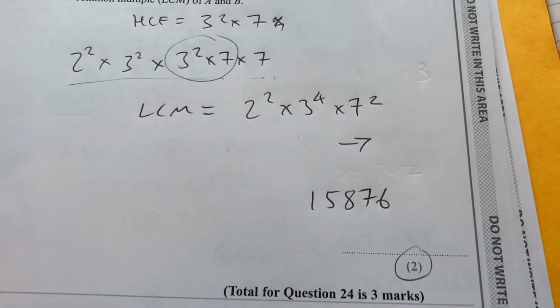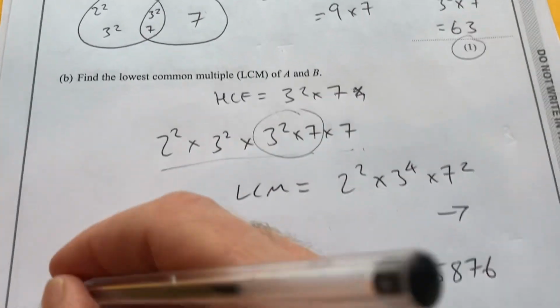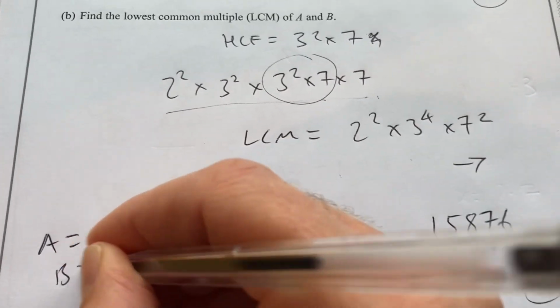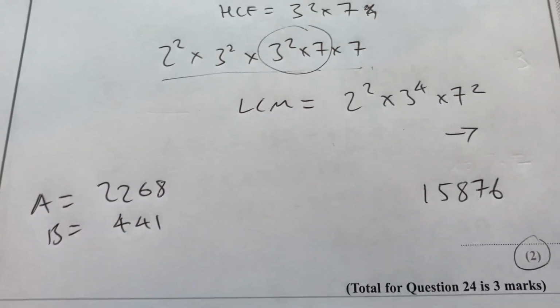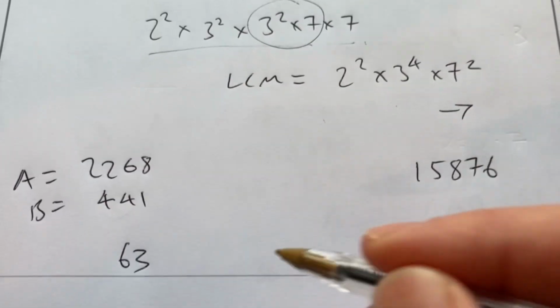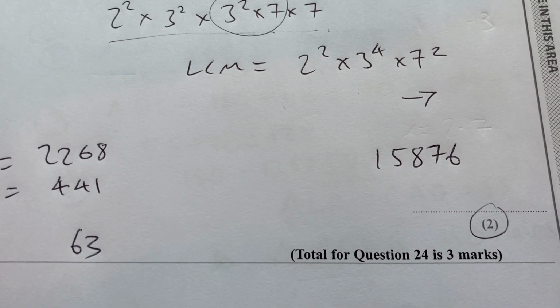If you wanted to work those numbers out from here, we need to work out what A is. And A, using a calculator, is 2268, and B equals 441. And if you use a table method for that, you'll see that 63 comes out as the highest common factor, and 15876 comes out as the lowest common multiple.